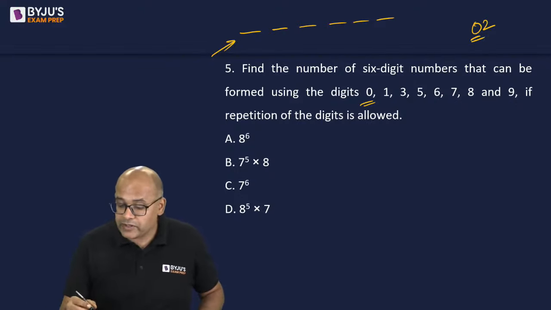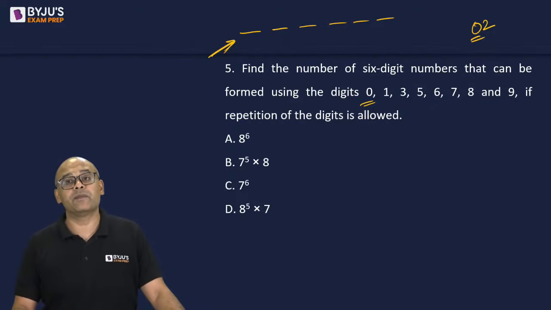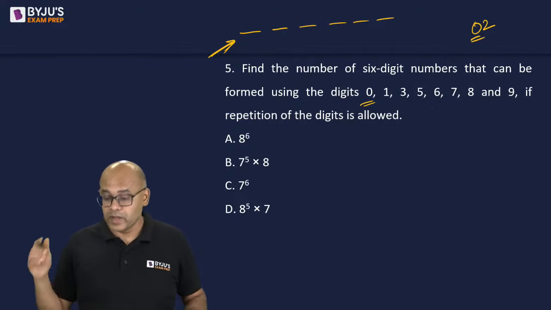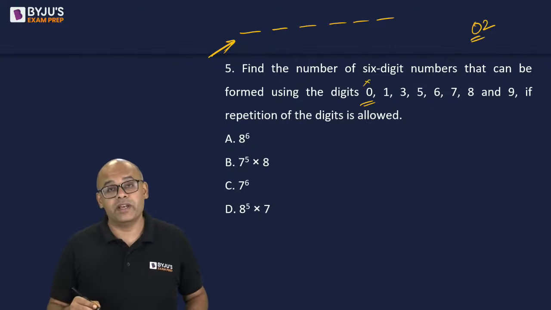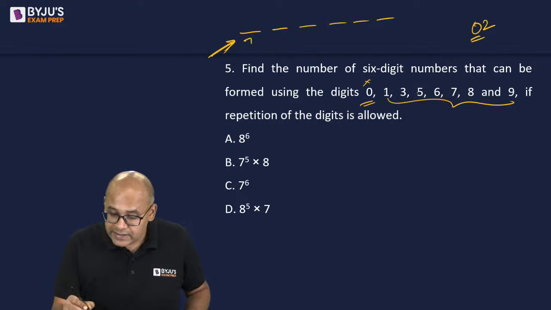So now if I ask you, let me start filling from the first one. How many ways can you fill the first digit? Then you will say 0 cannot come there, but anything else can come. So what is the number of ways? 1, 2, 3, 4, 5, 6, 7. 7 ways.